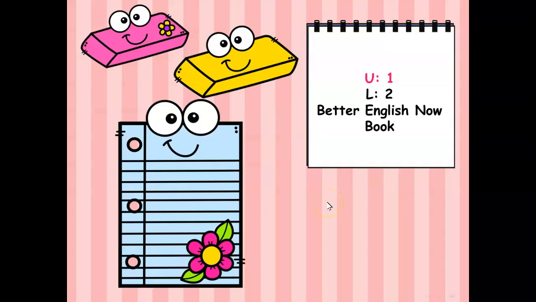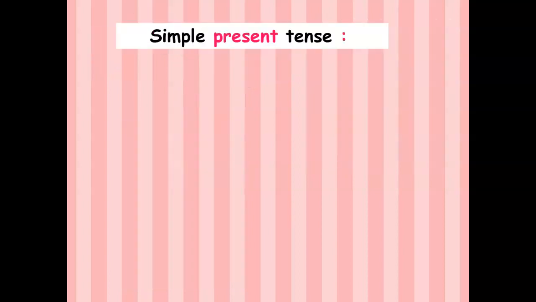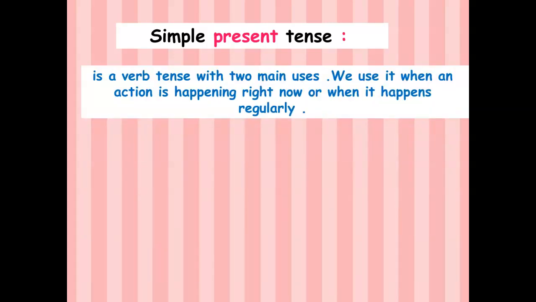As I told you before, girls, today we will take Lesson 2 in Unit 1 in our book Better English Now. First of all, we will start with the present simple tense, or what we can say simple present tense. All of them are right. So I will define the simple present tense for you. It is a verb tense with two main uses. We use it when an action is happening right now or when it happens regularly.